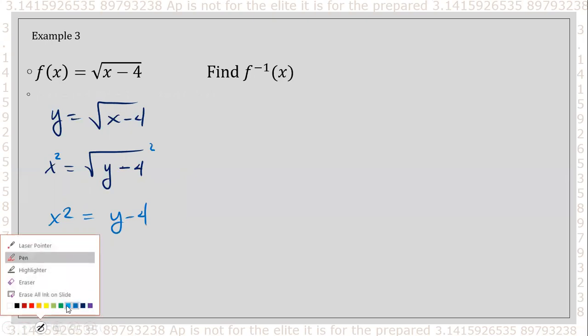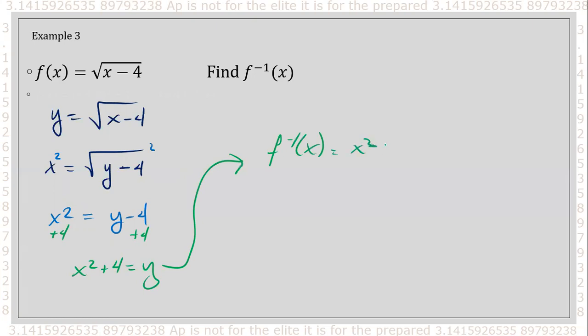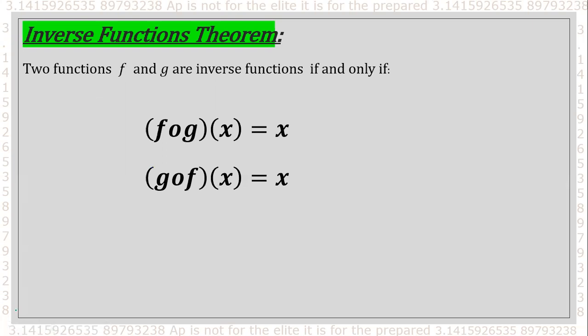How do you get rid of that minus 4? Well, you just have to add plus 4, right? Plus 4. So I got x squared plus 4 is equal to my y. And I can write it in my correct notation, which says f inverse of x is just x squared plus 4. My handwriting gets worse when I get excited. Okay, cool. And I believe this is my last example.